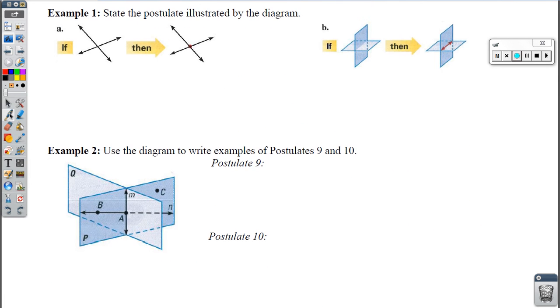Example 1. What this says is if we have 2 straight lines, and it may be kind of hard to see here, but there is a dot right there. It's indicating that those 2 lines intersect on a point. So which of these postulates says that if 2 lines intersect, their intersection is a point? Well, that is postulate 7.